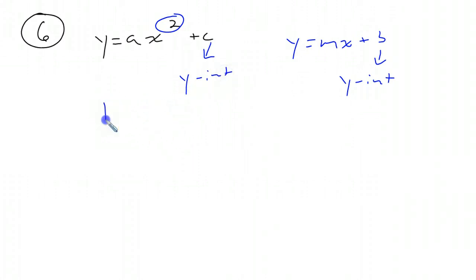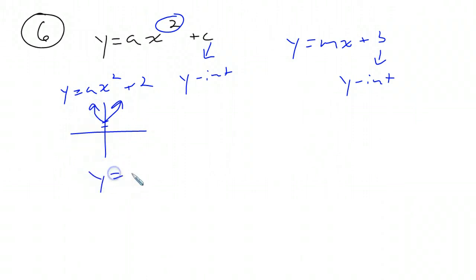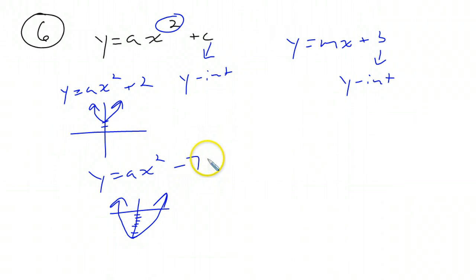So if c was positive 2, say we had y equals ax squared plus 2, then our parabola, whatever it is, would cross at positive 2. Or if we had y equals ax squared minus 7, it would cross at negative 7. And it looks wider, but it's not really, it's just shifted down. So it will cross at negative 7. Whatever this number is, that's just where it crosses the y-axis.